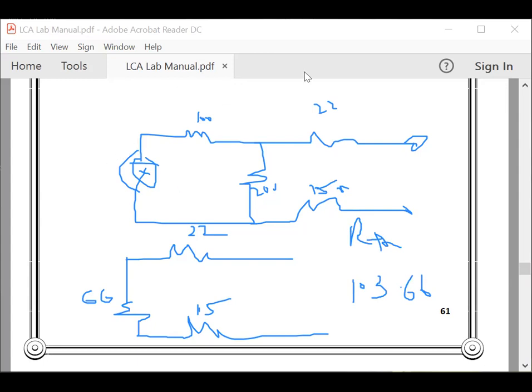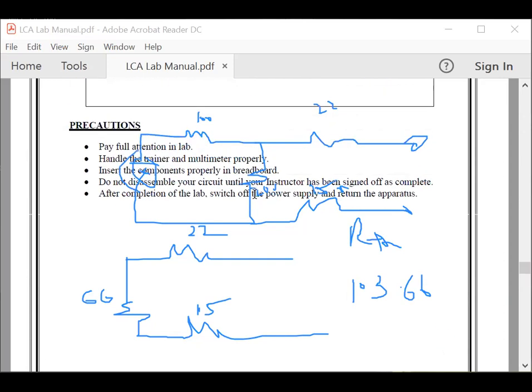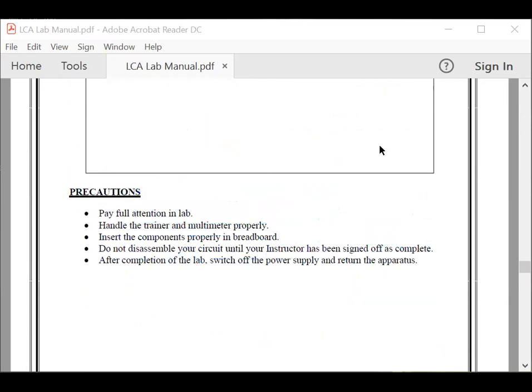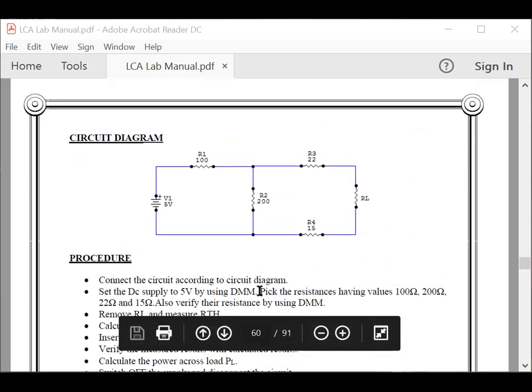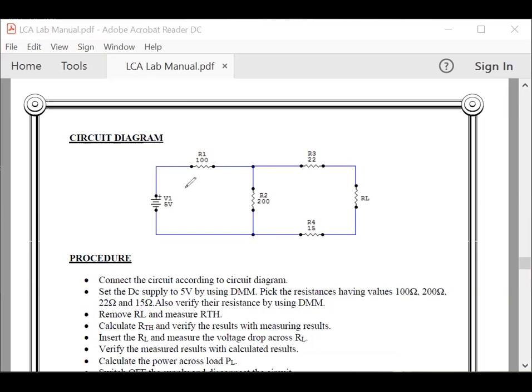Okay, so the resistance RTH, we clear all the drawing. RTH is now, you can see, RTH is 66. So our new circuit will be like, this is 66, 103, sorry, 103.